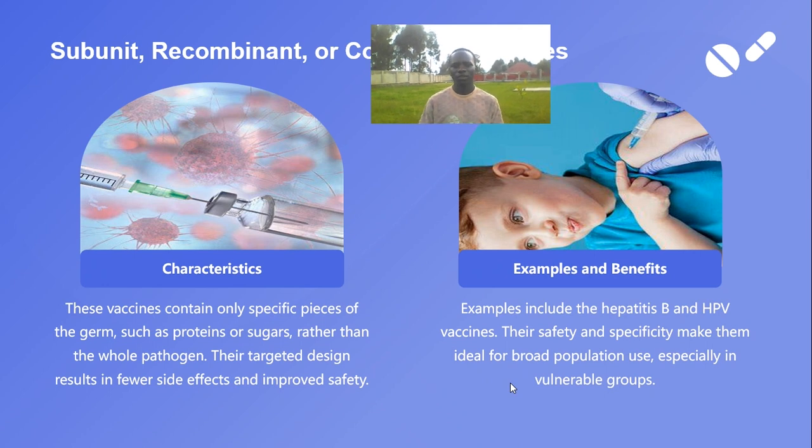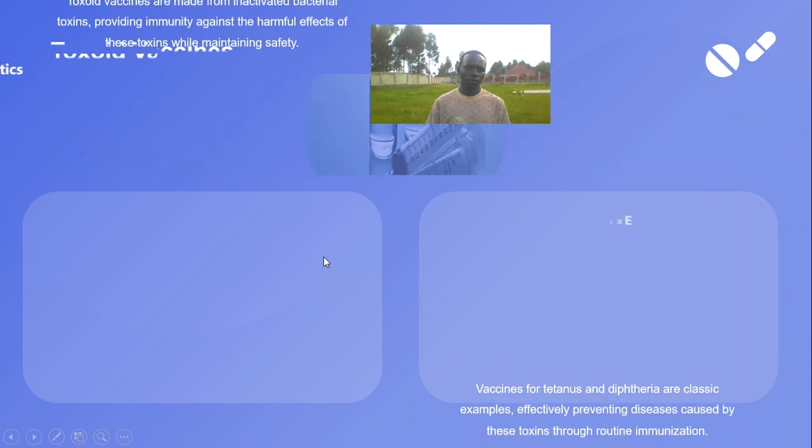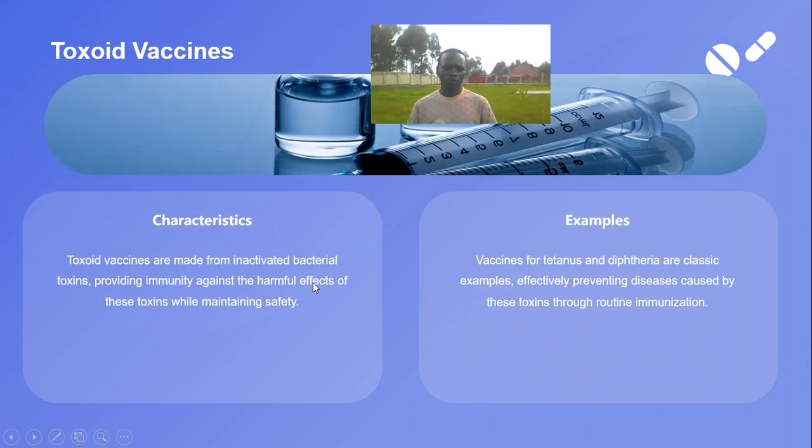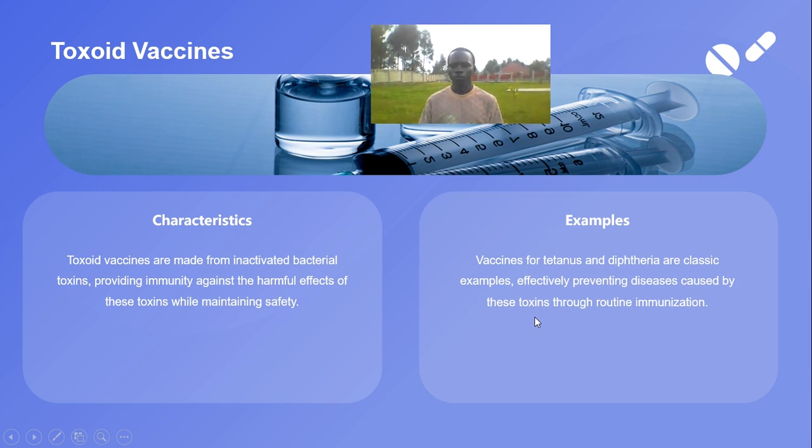These vaccines are better because they do not introduce the whole pathogen into the body. That's why they are preferred most of the time. Next we have the toxoid vaccines. These toxoid vaccines contain the toxin from the bacteria or virus we are attempting to treat. Examples are tetanus or diphtheria, which fall under this type of vaccine.